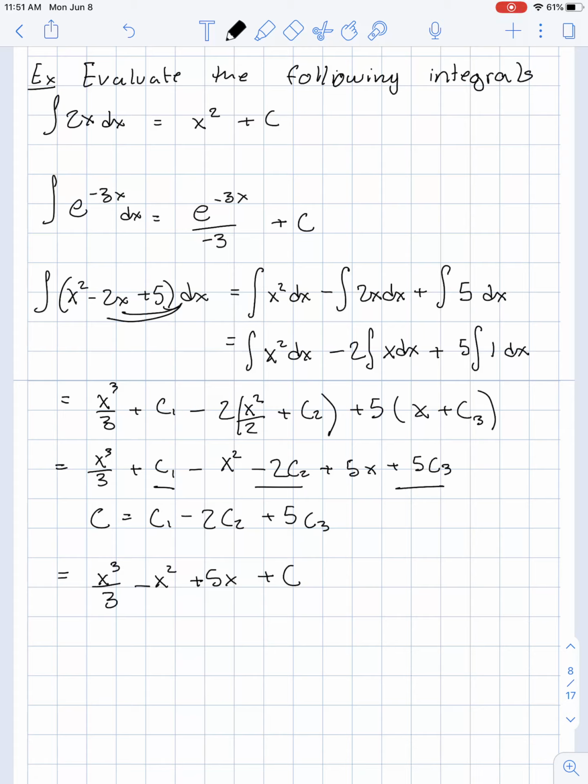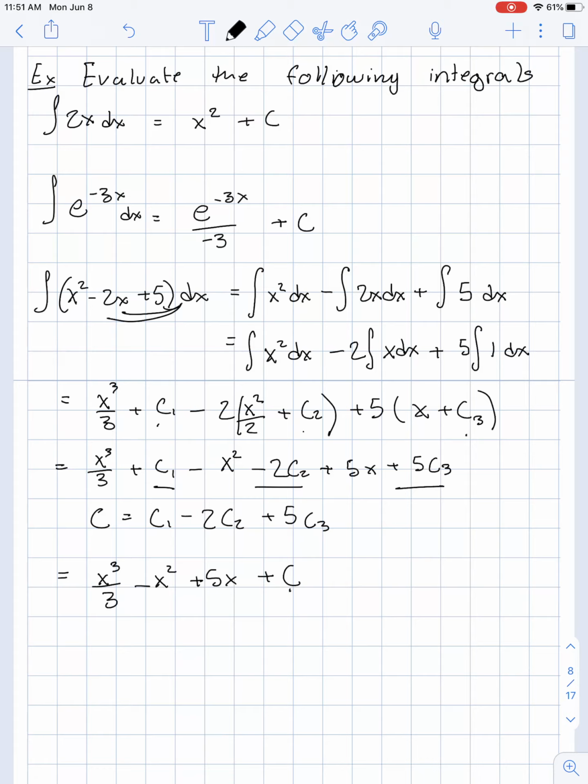And we're done. So it is kind of good practice to add your plus C on each one of them and kind of understand that this plus C is the combination of all of them. But once you get more of a hang of it, you just simplify and then add plus C.